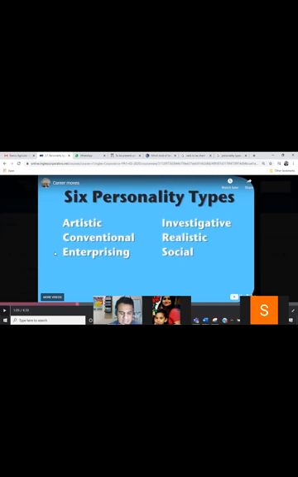Number three, enterprising type. What is that? Enterprising? Leaders. What else? Independent people. Motivators. Motivadores. Okay. They're good with what type of jobs? They are managers. Business owners. Business owners, managers, store owners. Small business owners. Very good.